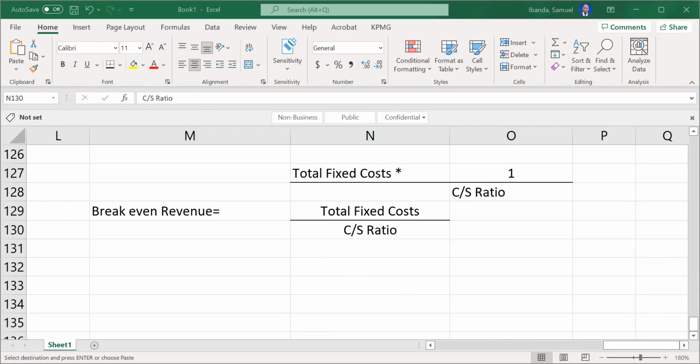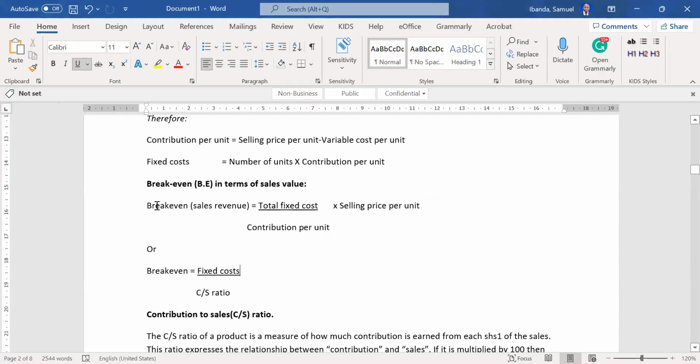So you'll see in your notes, break-even sales revenue can actually be given by fixed cost divided by contribution to sales ratio. So when the examiner, instead of giving you the details of variable costs, the price and so on, only gives you the CS ratio, then you can determine the break-even sales revenue. So that's what I was trying to labor to arrive at, okay?